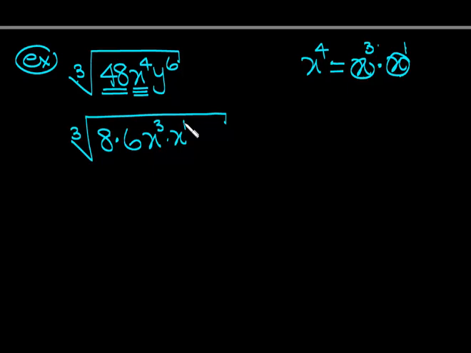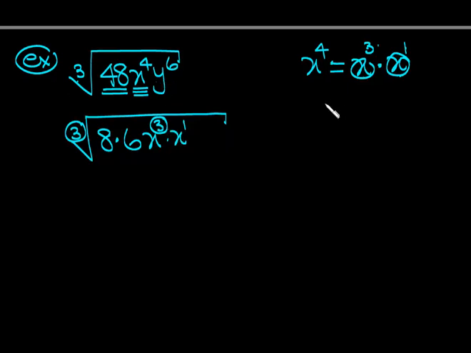The reason for doing that is because I wanted the power to look the same as the index, so I can take that base out. Whenever you're trying to simplify radicals, you're trying to make the powers look the same as the index. You want the powers and the index to be identical. So we did that.